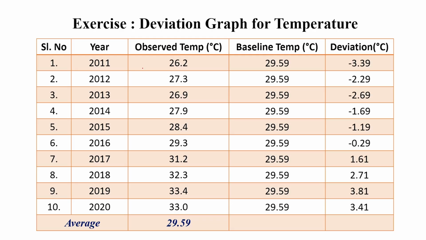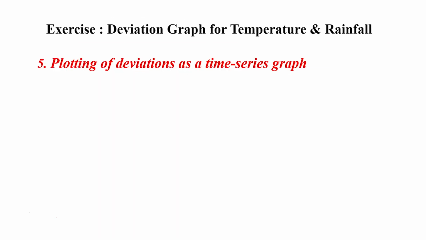For year 1 it is minus 3.39, year 2 minus 2.29, minus 2.69, and if you see, it is getting hotter and hotter. Previously it was cold, minus 3, minus 2, minus 1.69, then it comes to minus 0.29 and 1.61, and it keeps increasing to 3.41. Now, we will plot the deviation time series graph.